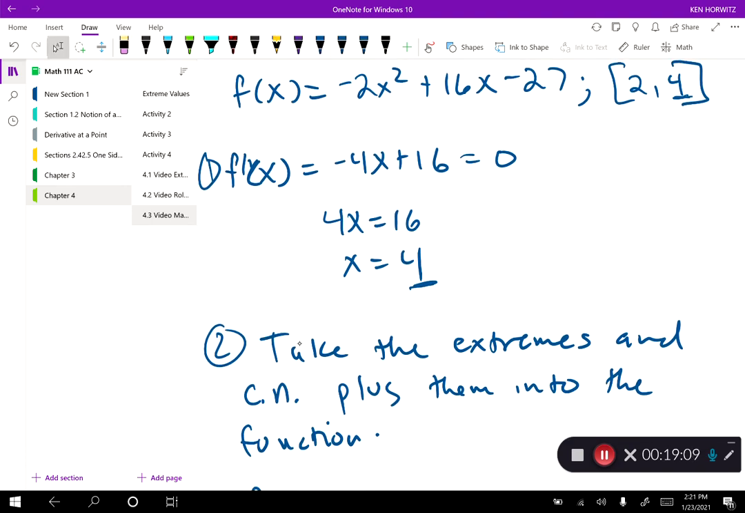At this point, why don't you pause the video, take 2, run it through your function, take 4, run it through your function, and remember, the critical number and the extreme are the same, so you only have to do the extremes. The biggest number will be the maximum. The smaller number will be your minimum. So go ahead and do that. We'll talk about the answer on the back end.